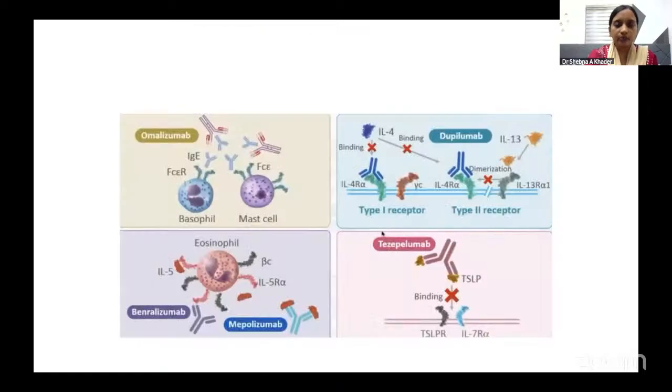So this is in short about the treatment modalities that we see nowadays, like the monoclonal antibodies. Omalizumab acts against IgE, that is the last stage of the inflammatory pathway. Dupilumab, as I have told already, acts on the IL-4 receptor alpha, thereby inhibiting the actions of IL-4 and IL-13. Benralizumab and mepolizumab act on IL-5, and tezepelumab acts on TSLP, that is the initial phase.